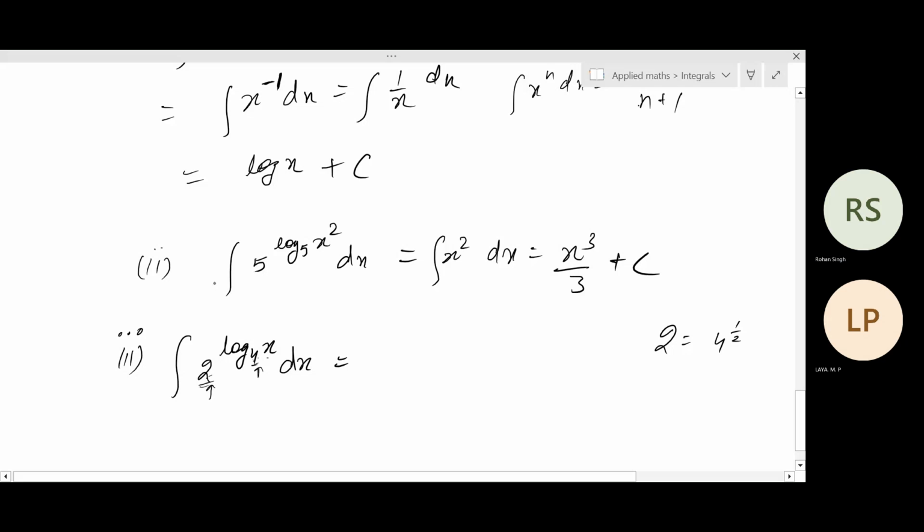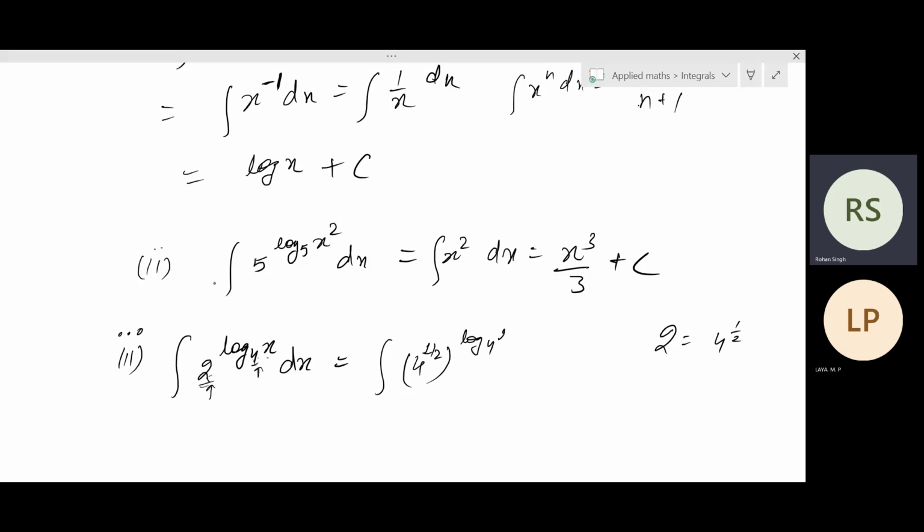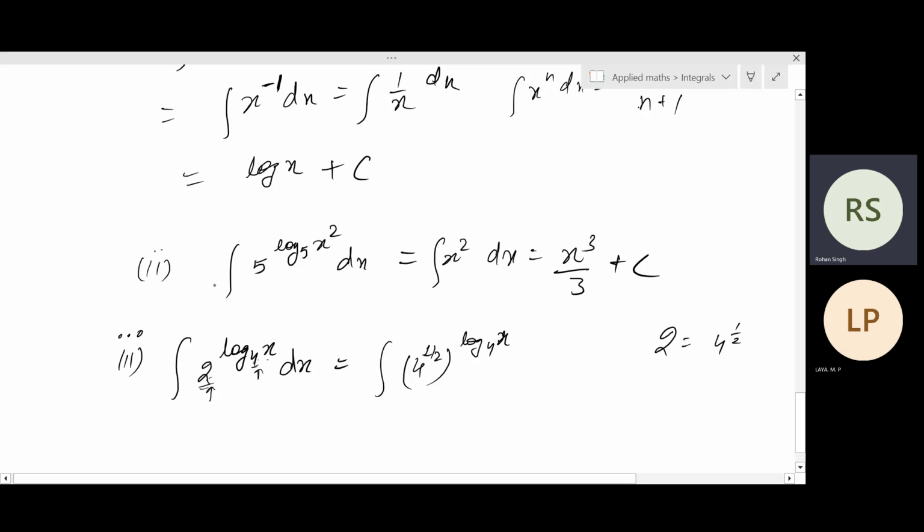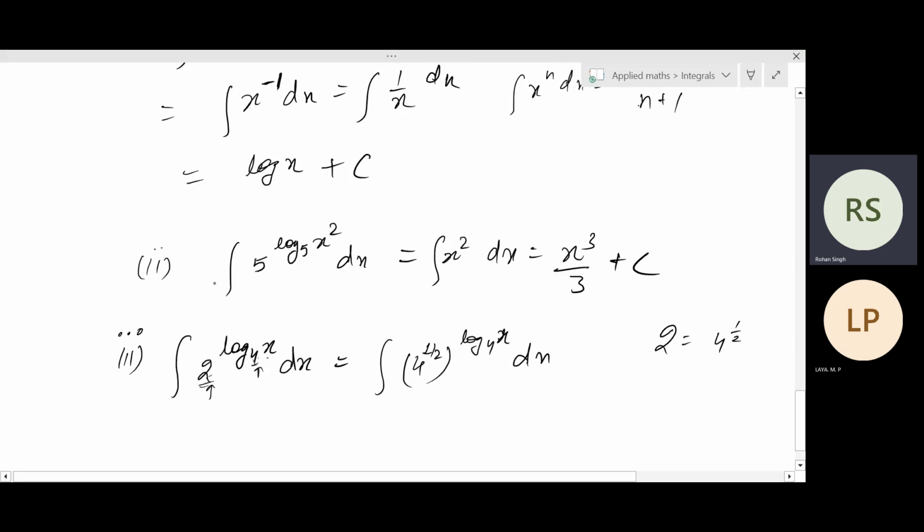We can write this 2 as 4 raised to the power 1 by 2, and raised to the power log base 4 of x, plus c, dx. So then we know that whenever you have a raised to the power m, raised to the power n, these two powers are just multiplying. So this will be 4 raised to the power 1 by 2.